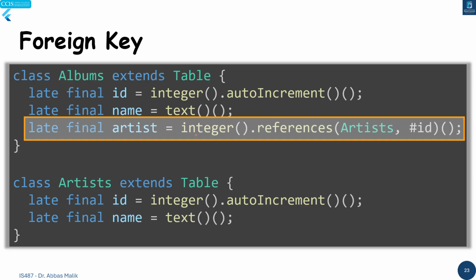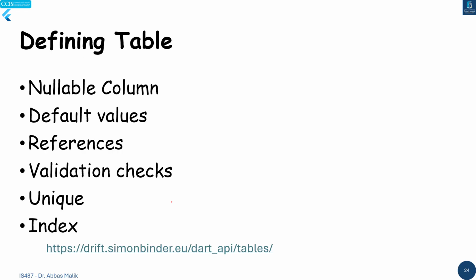Then we can also define a foreign key relationship between different tables. We have the artist, and then the albums belong to an artist. So you can see that inside a column we can specify that this is a reference to this specific ID value, and in this way we can create a foreign key relationship. We can also define nullable columns, default values, and references. Then we have validation checks, uniques, and indexes. We can define all those things using the programming APIs of the Drift package. You can see more details about that on this link.